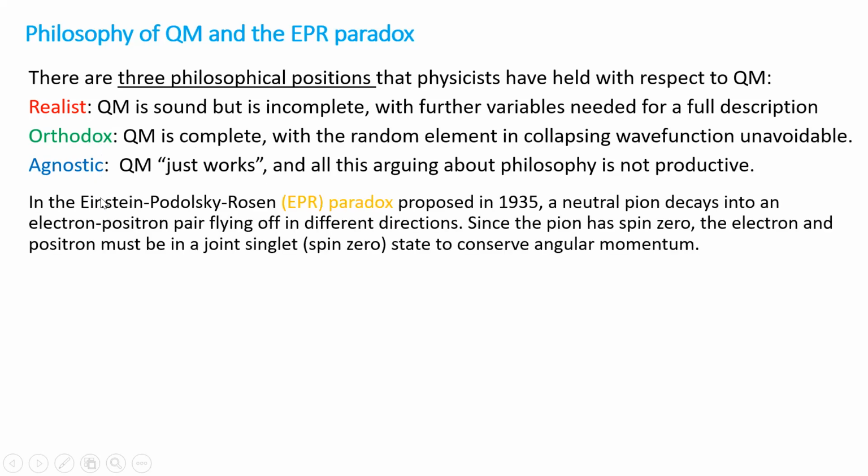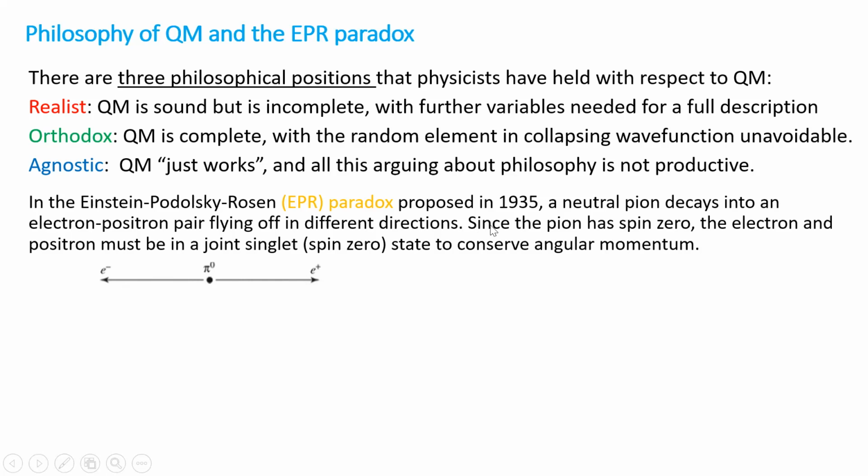So let's find out. In the Einstein-Podolsky-Rosen, or EPR paradox, which was proposed in 1935, just about 10 years after the main quantum mechanical theories were put forward, there are several versions, but the version we'll look at here and in the textbook is that we take a neutral pion and it decays into an electron-positron pair, which fly off in different directions. So here's our neutral pion, pi is 0 for neutral, and it decays into a positron zooming off to the right and an electron zooming off to the left. We'll assume the pion is at rest, so these move off with equal speeds in both directions.